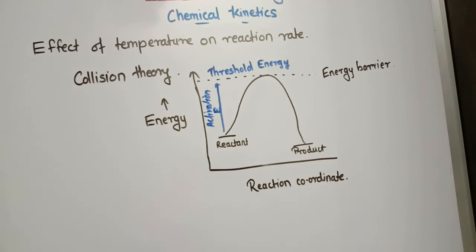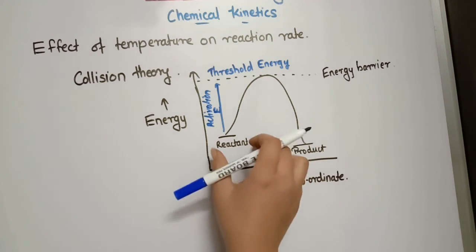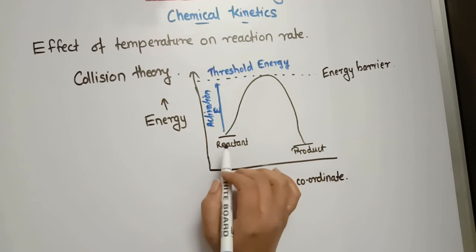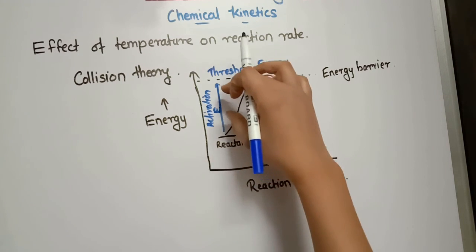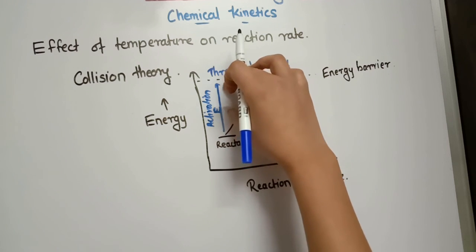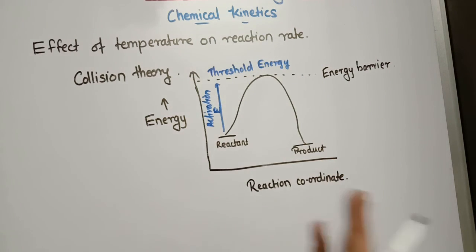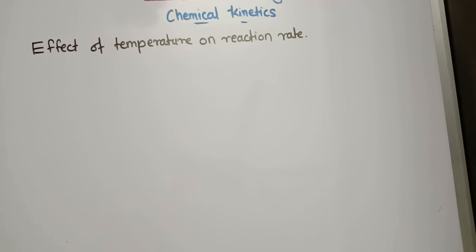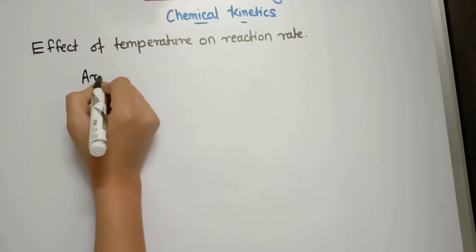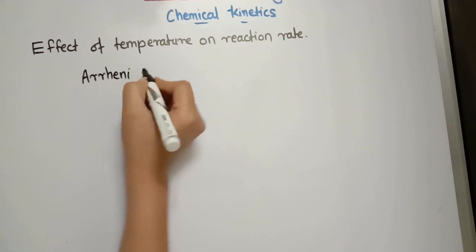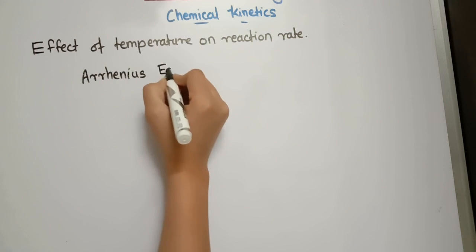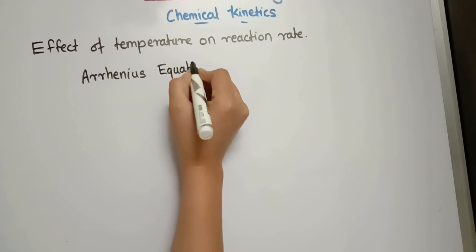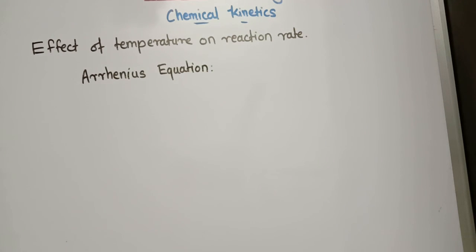So as we supply heat, the reactant gains some energy, and as the reactant gains energy, the required activation energy becomes less. So the rate of reaction gets increased. So as the temperature increases, the reaction rate increases. This is best explained by the Arrhenius equation, which is the equation that denotes the effect of temperature on the rate of the reaction.